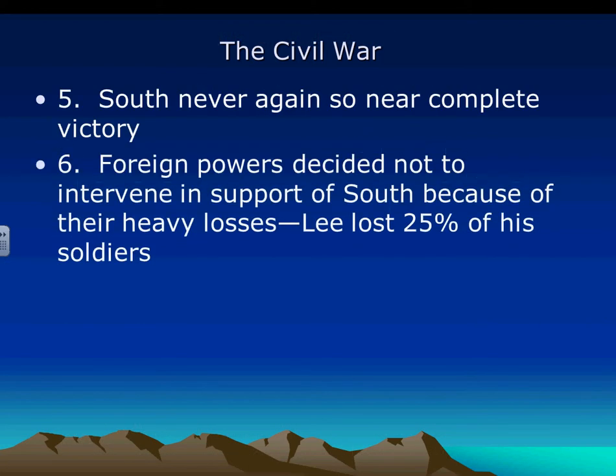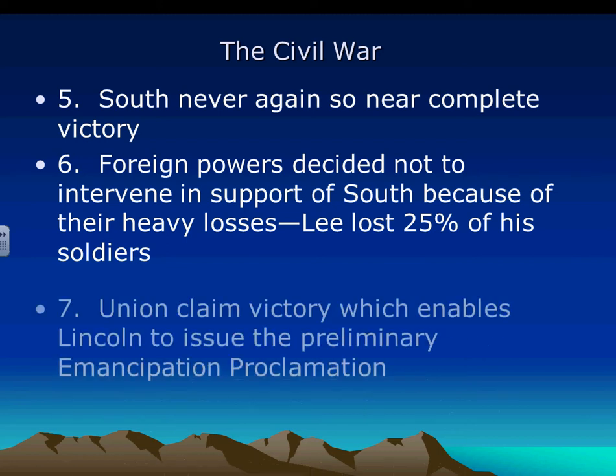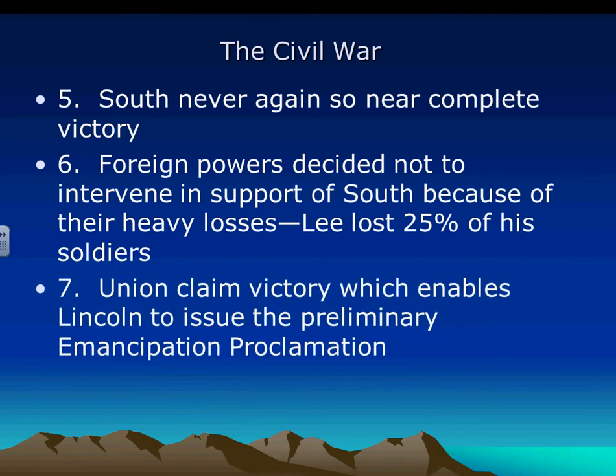South never again so near complete victory, but they will lose. France and England are going to decide to stay out of the Civil War because it looks like the South may not be able to win the war, and Lincoln is threatening to declare war on anyone who tries to intervene. Lee lost about 25% of his soldiers. The Union had a far larger army than Lee, but Lee is fighting a defensive war, so it doesn't take as many troops to hold a position.